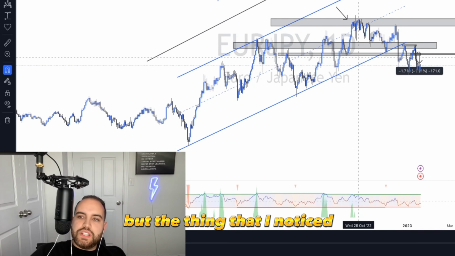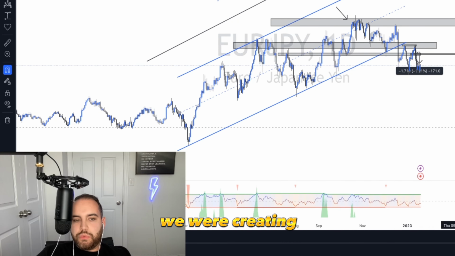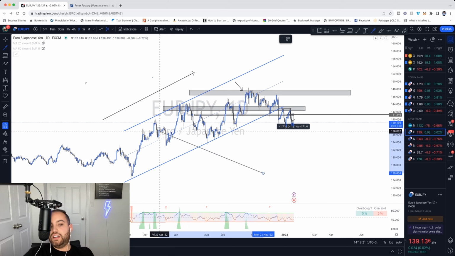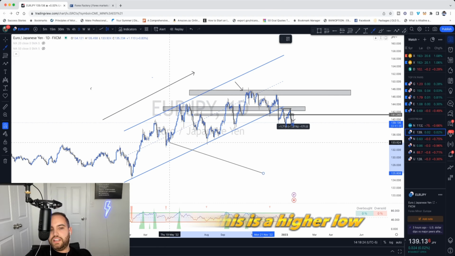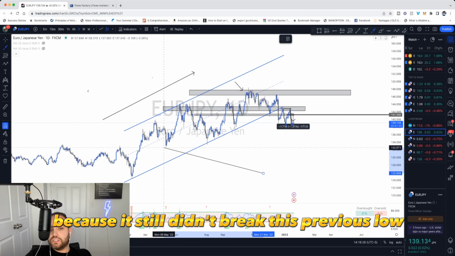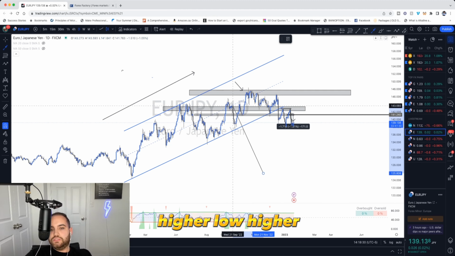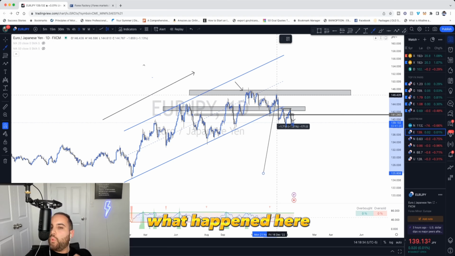But the thing that I noticed was that we were going in an upwards trend. We were creating what? This is a low. This is a higher high. This is a higher low. This is a higher high. This is a higher low because it still didn't break this previous low. Okay. And then this is a higher high, higher low, higher high, higher low. What happened here? What happened here, guys?